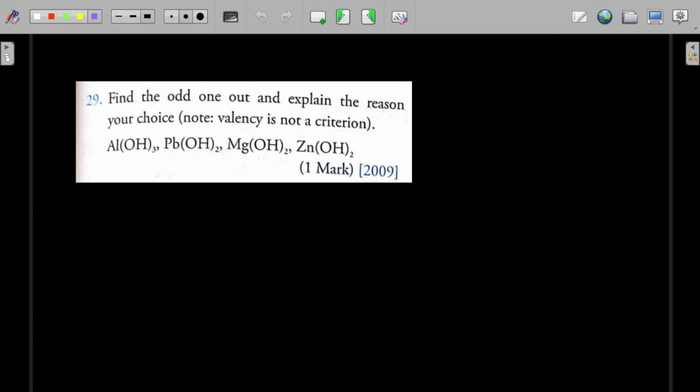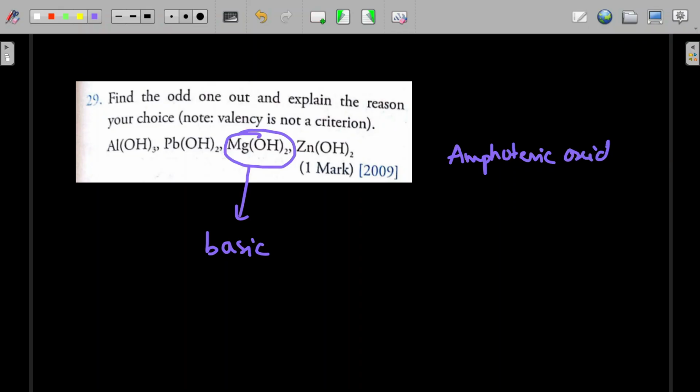Yes, aluminum oxide. Magnesium hydroxide, it's a basic, and remaining three are amphoteric. So children, could you also remember, could you also write the other differences? Pb(OH)2 and they're all diacidic, but NH3 is acidic. That is also correct.